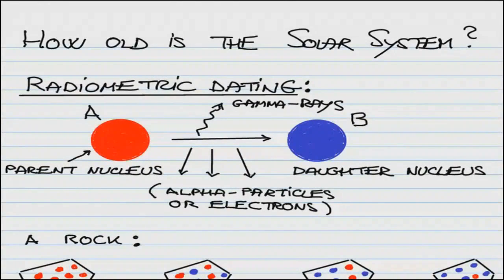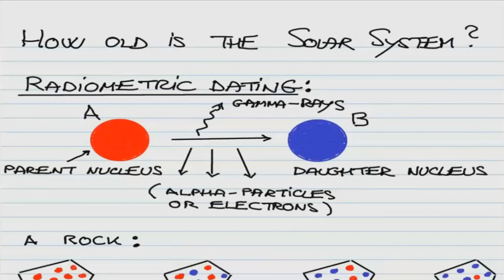How do we know the age of the solar system? Well, we have at our disposal the method of radiometric dating, which is based on the following. Certain nuclei are unstable and they undergo a transformation with the emission of, say, alpha particles, which are the nuclei of helium, or electrons, and/or gamma rays, and they transform into another nucleus, the so-called daughter nucleus.